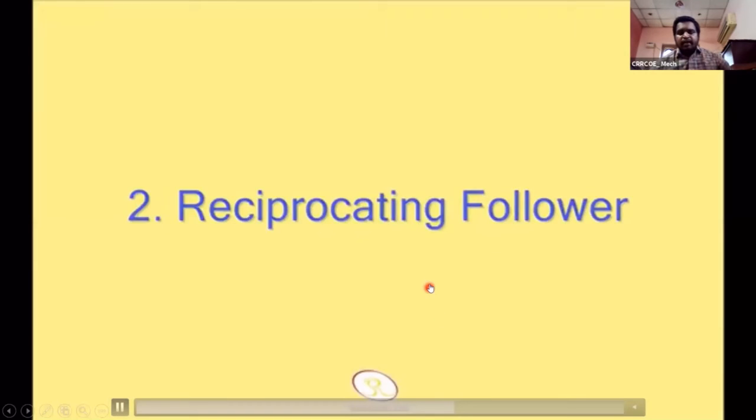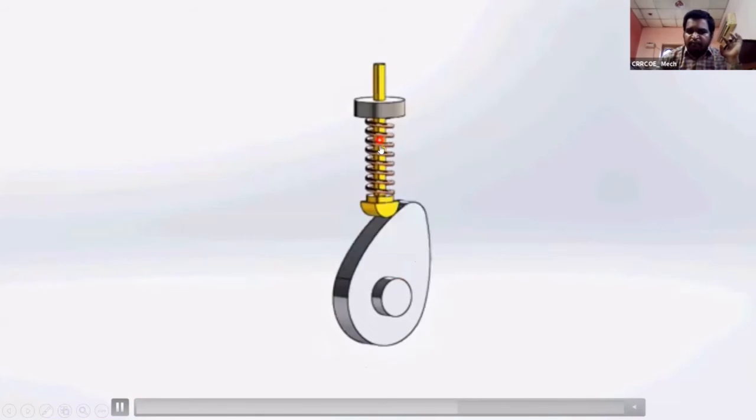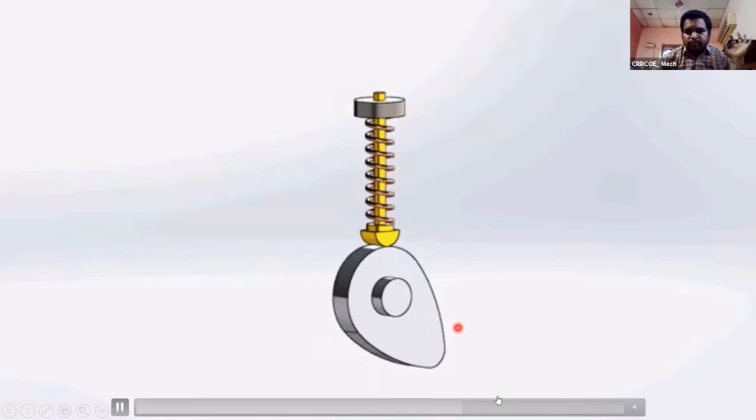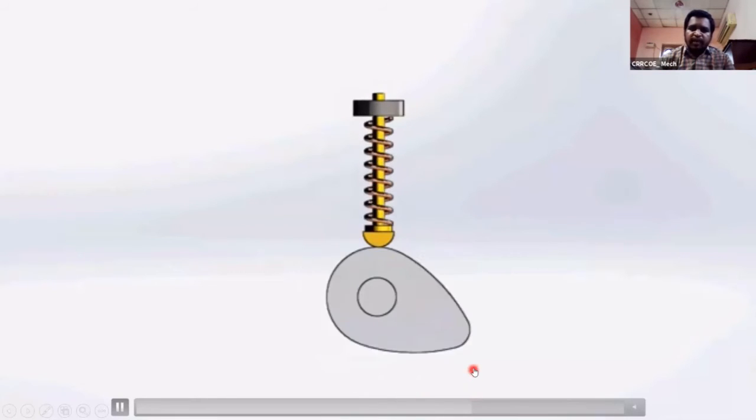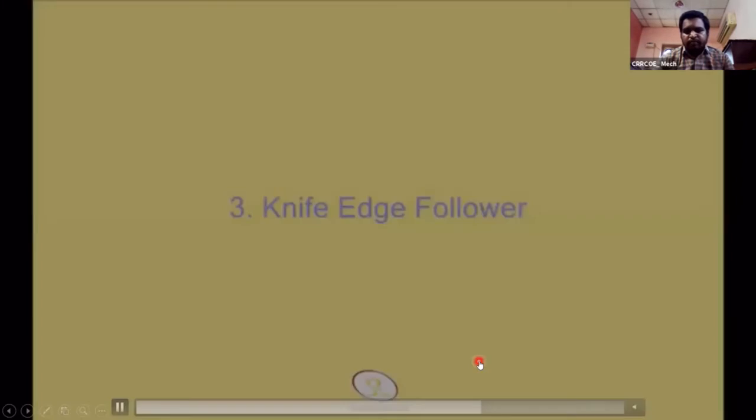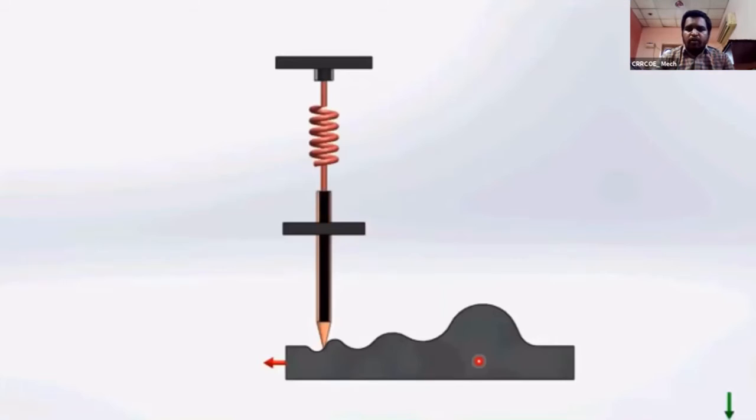Next, reciprocating follower. Here the follower is reciprocating. According to the motion, followers are of two types: oscillating followers and reciprocating followers. Now we see them according to shape.